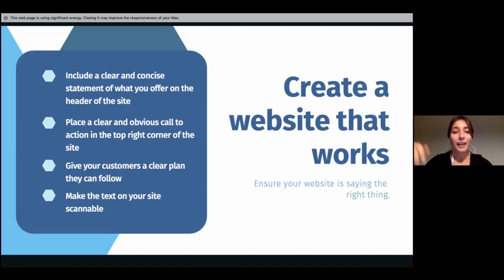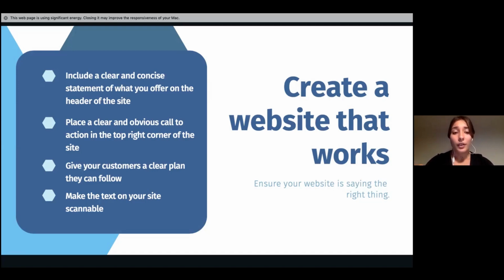Then you need to place a clear and obvious call to action in the top right corner of the site. It doesn't matter if the user is not going to buy or doesn't really have any real interest in buying at the very first contact. But at least they have that there. They know what they have to do when they are really ready to buy, so they have a guide to know what to do at that moment of the sale.